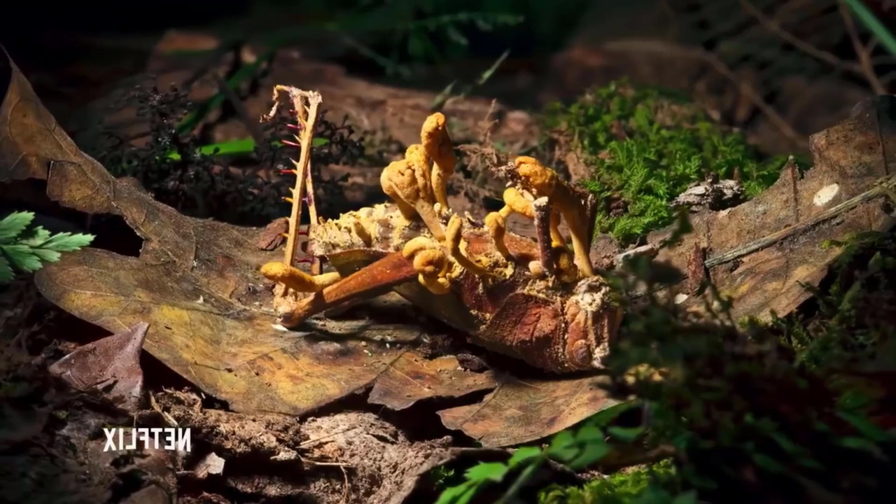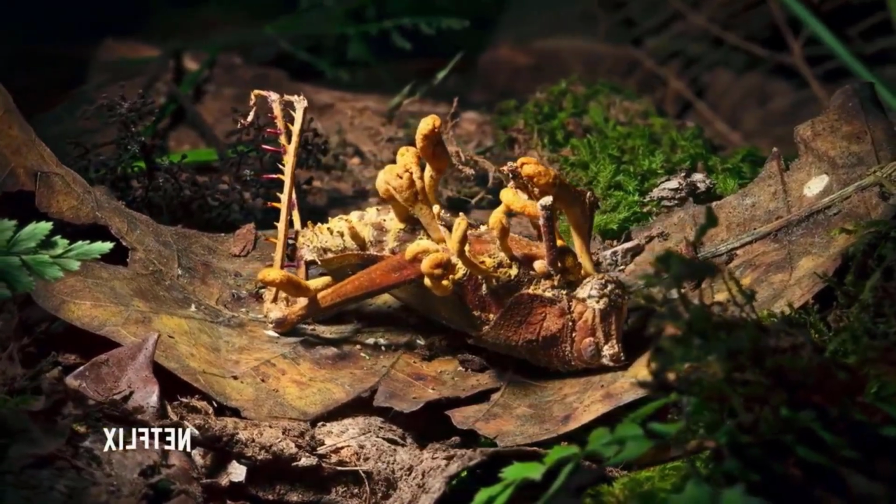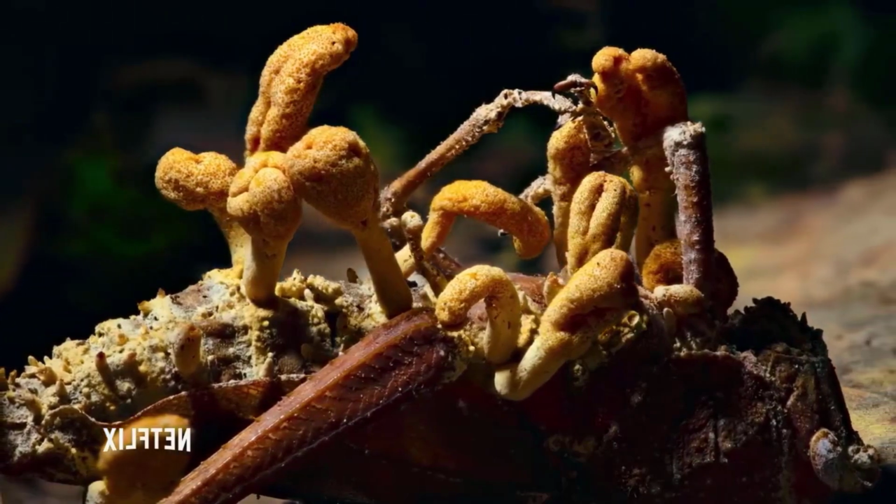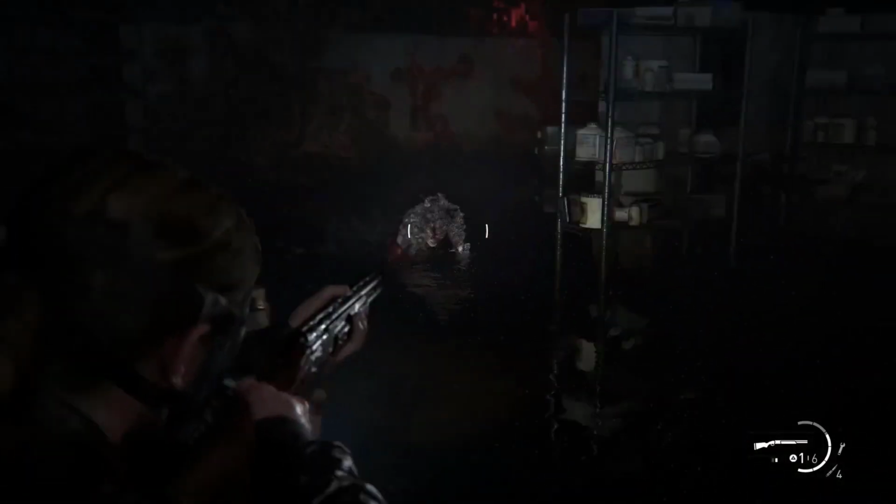However, this is far from reality, and in the next video we will analyze why, besides temperature, Cordyceps is incapable of infecting humans and what makes mammals in general so resistant to fungi.